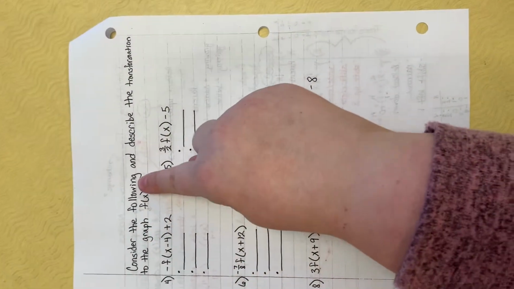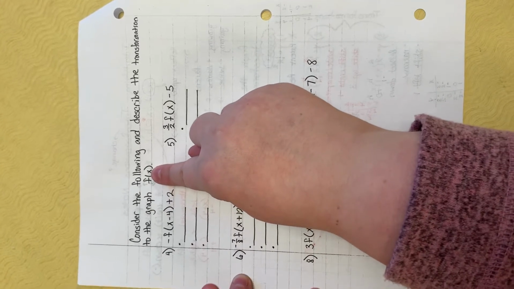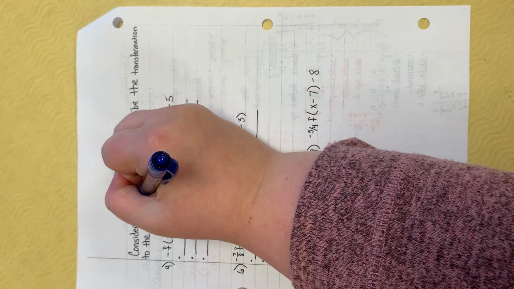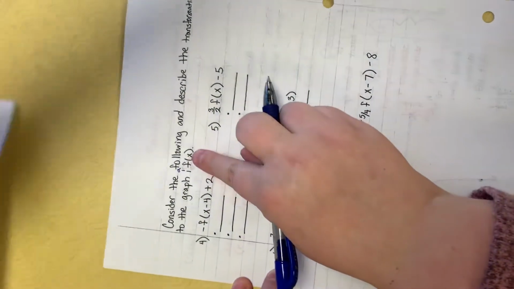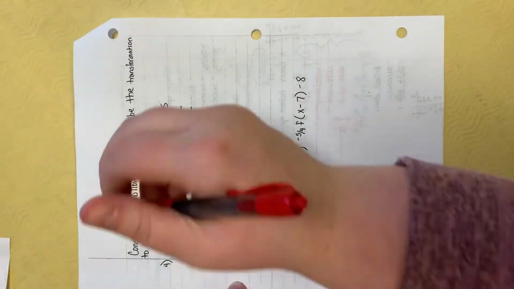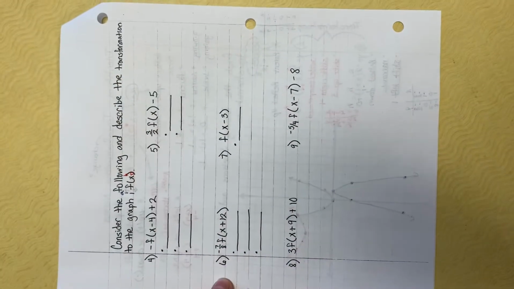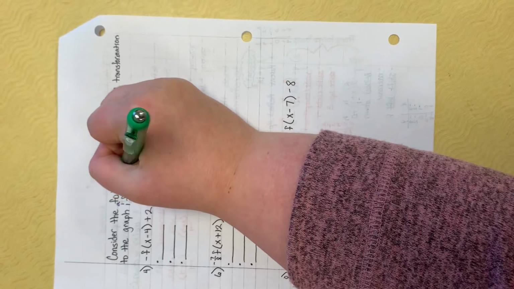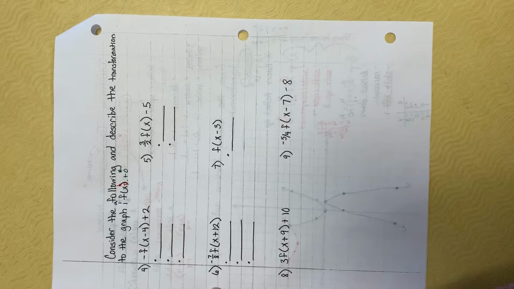Okay, it says consider the following and describe the transformation to the graph f of x. That's the original. Remember, a is the number out in front that's being multiplied. There's an understood 1 here. There is no h inside. There is that -0 factor. There's nothing in there. There's our h. And then our k would be outside. This is the original. We're trying to figure out what's happening that's different from the original.